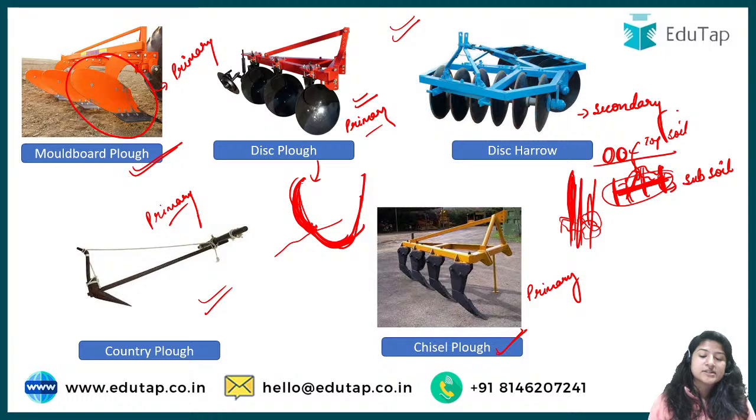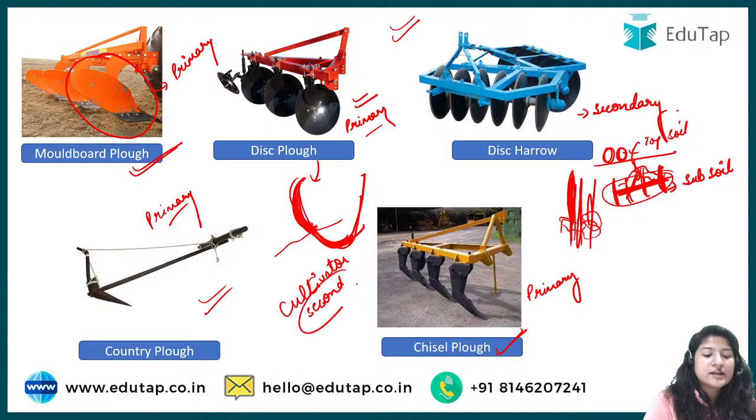So the aim is to loosen up the soil only. So this is chisel plow. There is one more term, that is cultivator. Cultivator is a secondary tillage implement that is used for secondary tillage, right? And what is the difference, and what does it look like? It looks like something like chisel plow only, but chisel plow length is quite long.